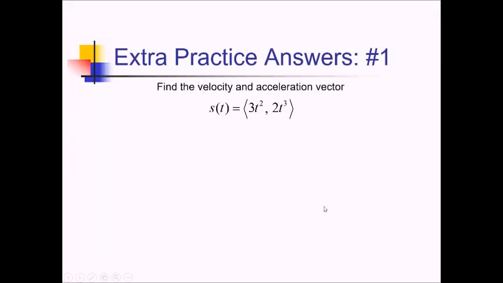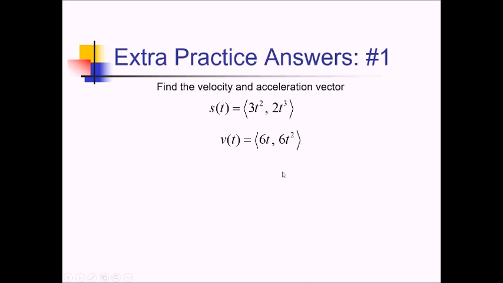For this one, we just want to find the velocity and acceleration vector given this position vector. So for velocity, we just have to take the derivative of each of these components individually. So we've got, using our power rule, 6t, comma, 6t squared.